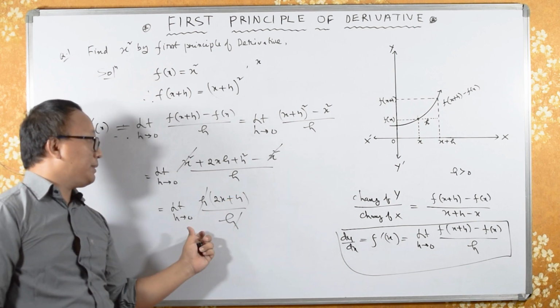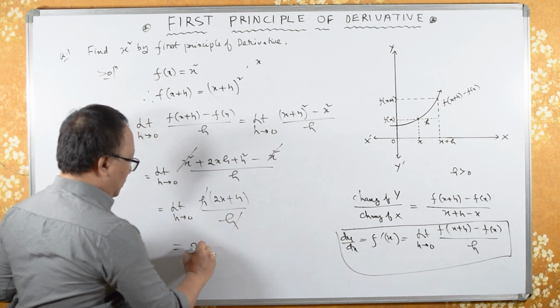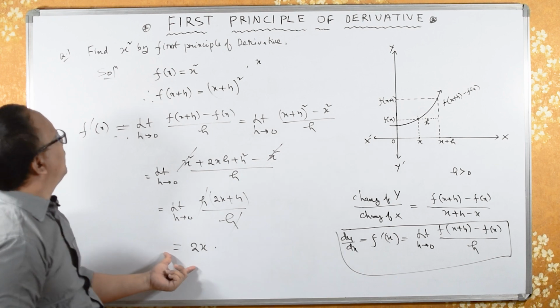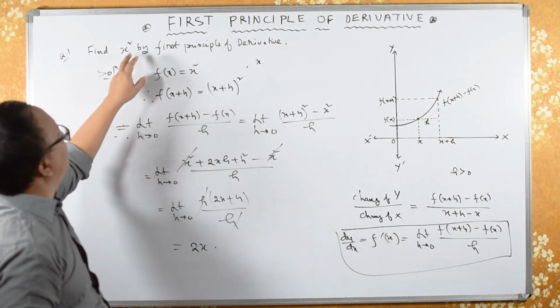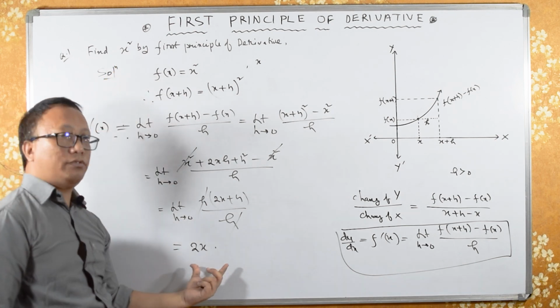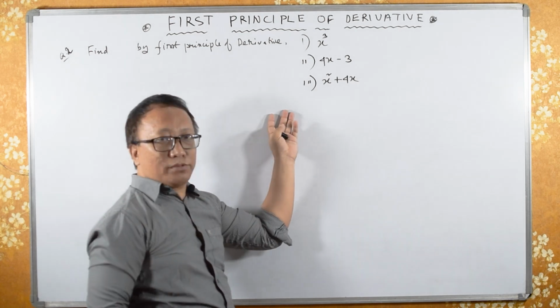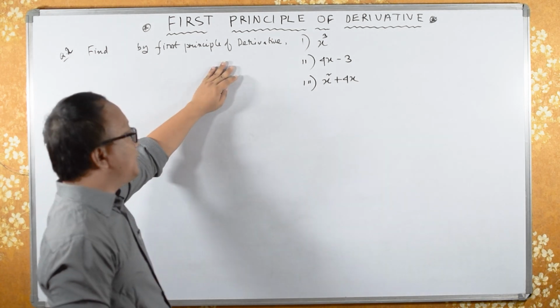When I substitute h equals 0, what does it become? We are getting only twice x. Therefore, by first principle, dy dx of, or you can say differentiation of x square, becomes twice x. Okay, now these are three sums. We have to find the derivative by first principle.